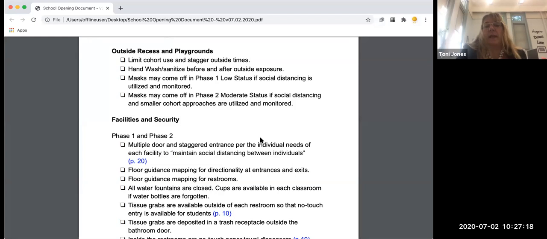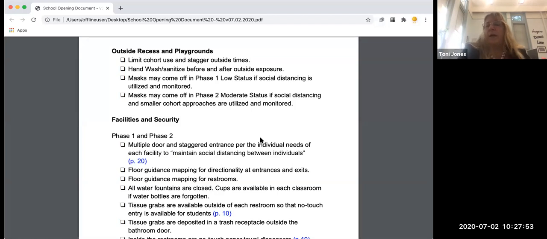The mask can come off if we're in a phase 1 low status, if social distancing is utilized and monitored, but they may come off in phase 2 moderate status if social distancing and smaller cohort approaches are utilized and monitored. Now, this is coming really from medical guidance, and Katie, feel free to weigh in on that, but we even talked last week about how children would take the mask off just to get fresh air outside. But again, it's going to have to be the smaller cohorts, social distancing. It will not be easy, depending on really any age level.